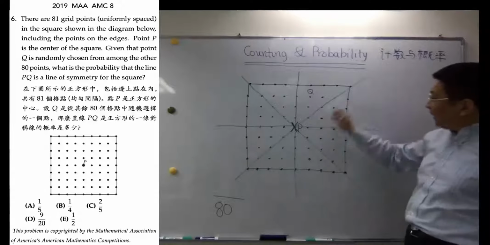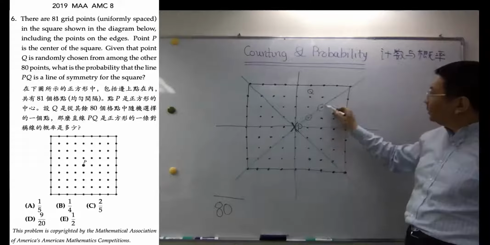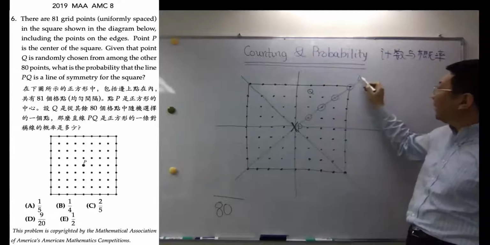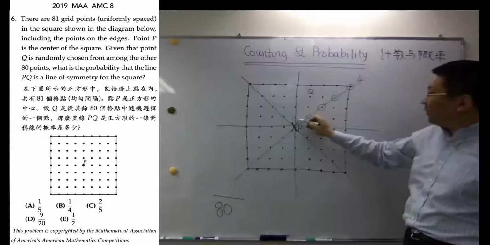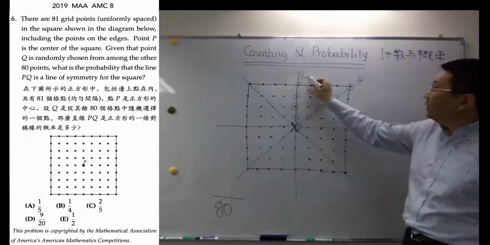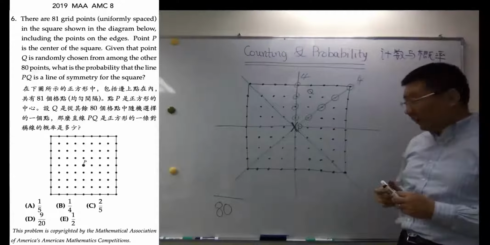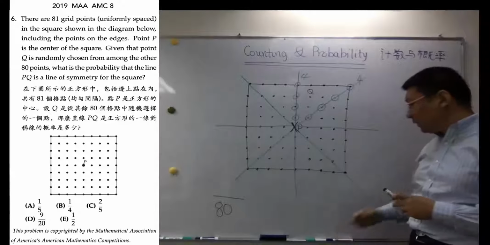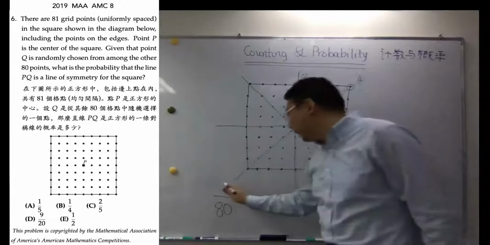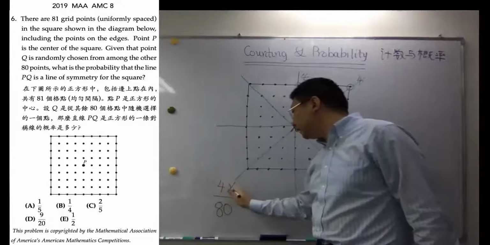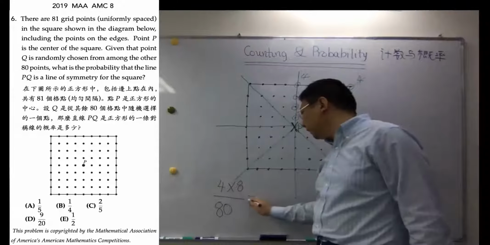So along the diagonal direction, you have 1, 2, 3, 4 lattice points. And along each vertical or horizontal direction, you will see it always has 4 points. So 8 rays, each ray has 4 points. So 4 times 8 would be the numerator.